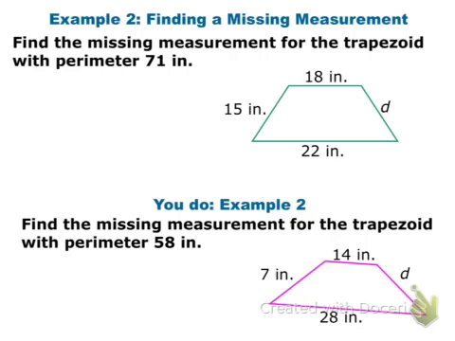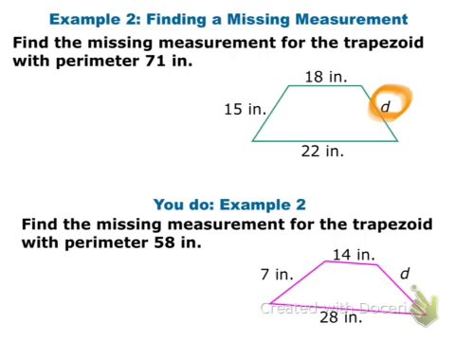Okay, up next we have finding a missing measurement. So in this example, they're going to give us the measurement of the perimeter, what we should be getting, and then one of the side measurements is going to be missing. So like in this one, they're using the letter D. So D is representing the missing dimension.